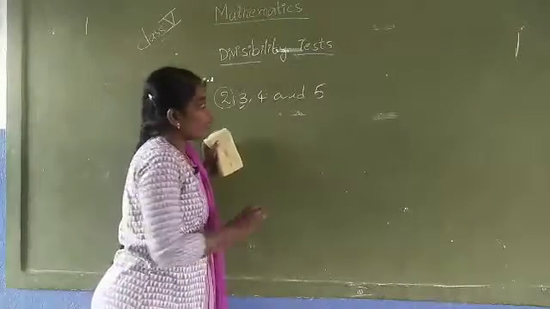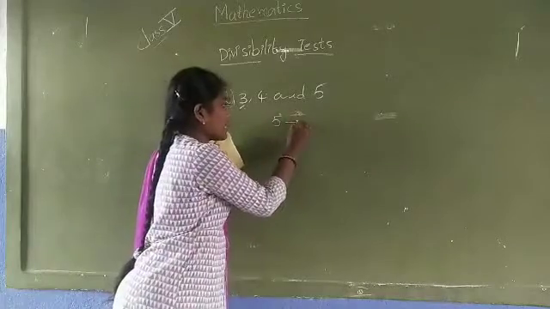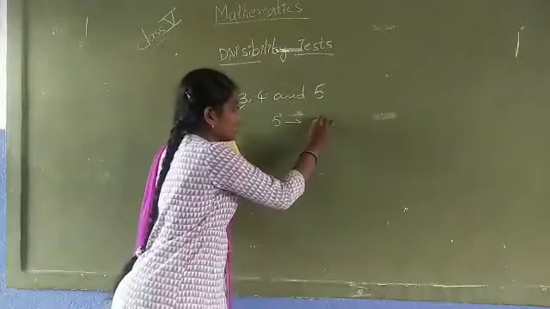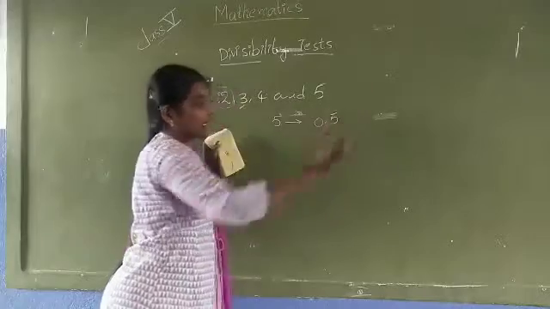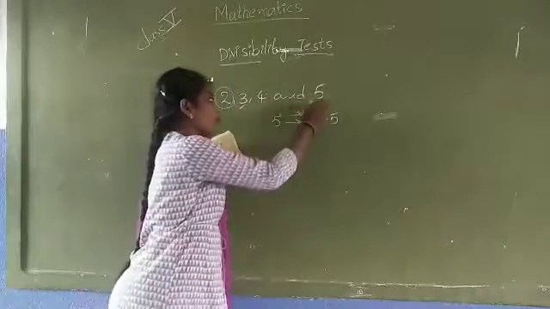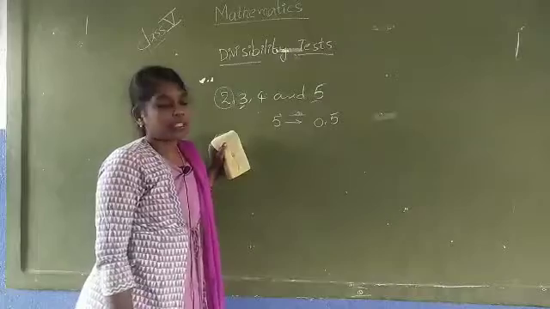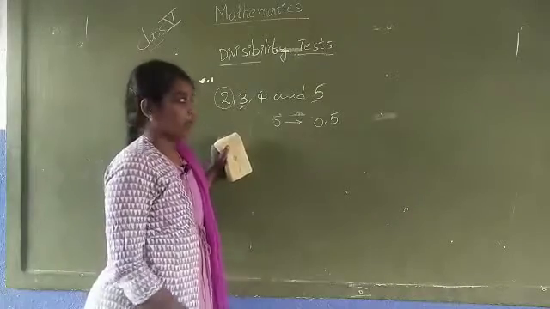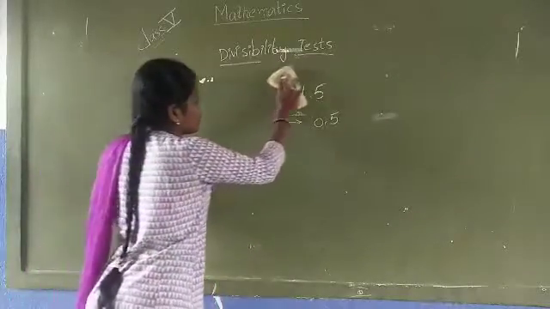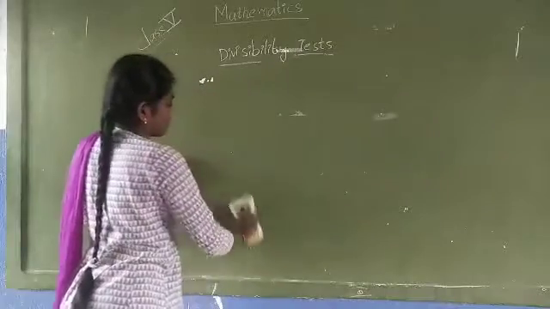And the divisibility rule of 5 is: if a number ends with 0 or 5, then that number must be divisible by 5. These are the divisibility tests we learnt in the previous class.